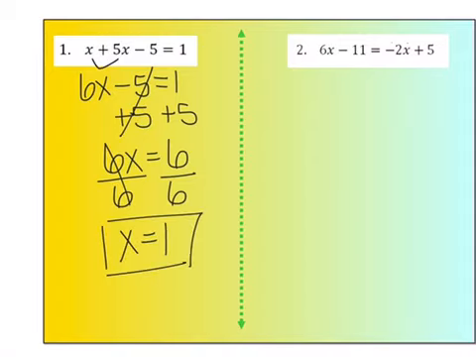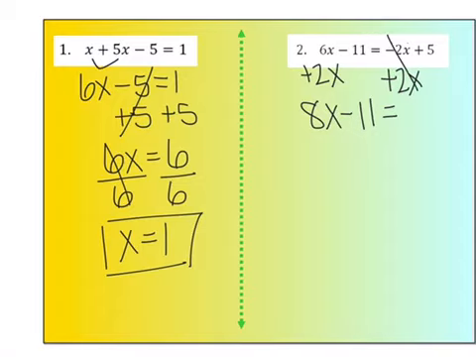Go ahead and look at problem number 2. I got to get all my x's to one side. Right now I have an x on each side. So I'm going to go ahead and this negative 2x, I'm going to add that over to the other side. So I'm going to plus 2x. So I have 6x plus 2x, I get 8x. I still have minus 11. These canceled out and I still have equals 5.